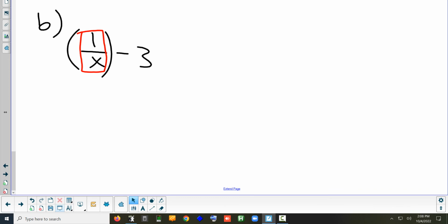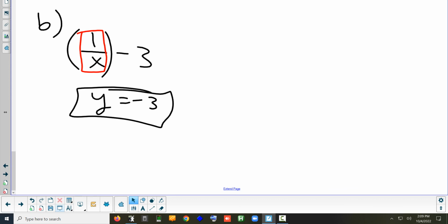What's in that box is going to keep getting closer and closer to 0. The bigger you make x, the closer you get to 0. And if you take something close to 0 and subtract 3 from it, what do you basically get? Negative 3. And what letter do we want to put? Y equals negative 3.